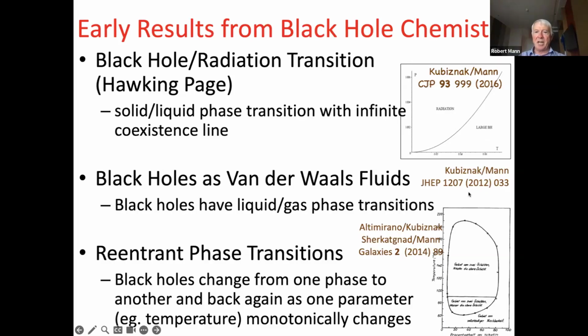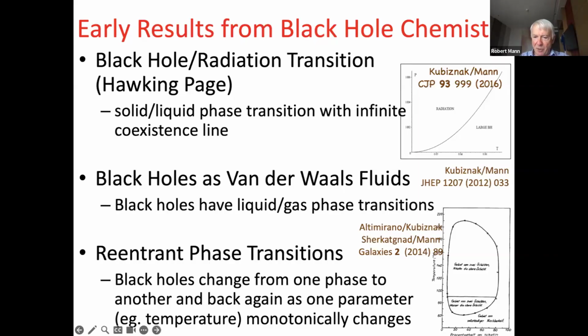David Kubiznak and I showed that charged black holes could behave as van der Waals fluids, and they undergo small to large transitions, which are like a transition from a liquid to a gas. Again, the larger black hole is like the gas because it has higher entropy. And then we found that black holes can change from one phase to another and back again as one parameter, such as temperature or pressure, monotonically changes. We call those reentrant phase transitions.